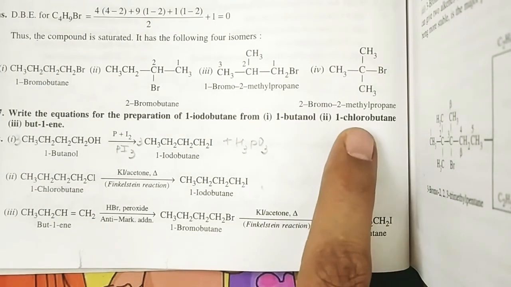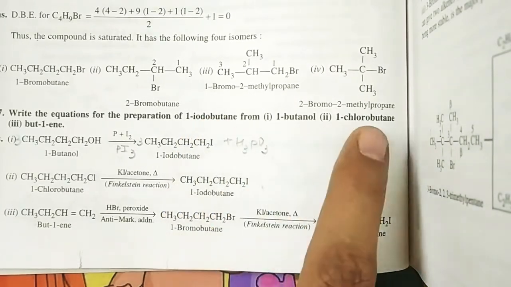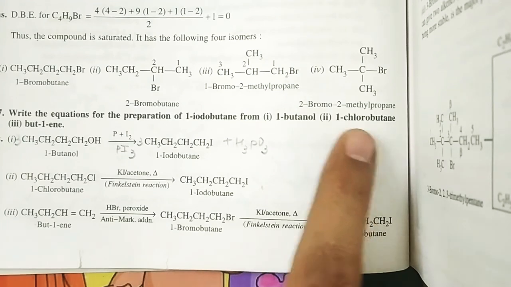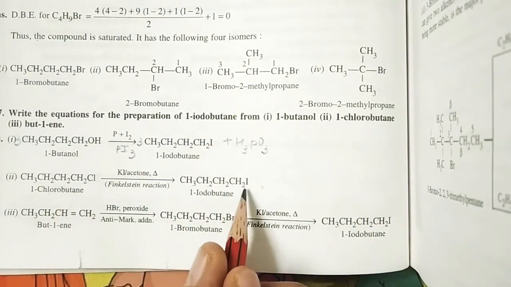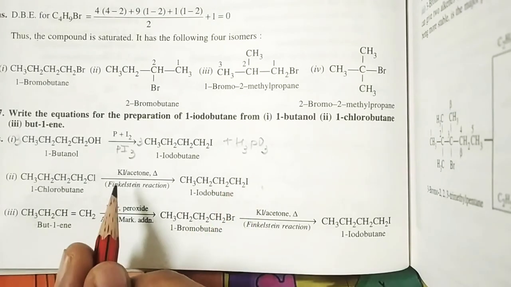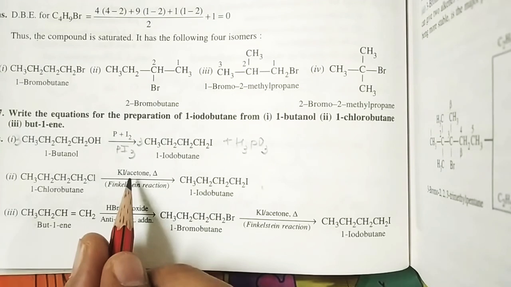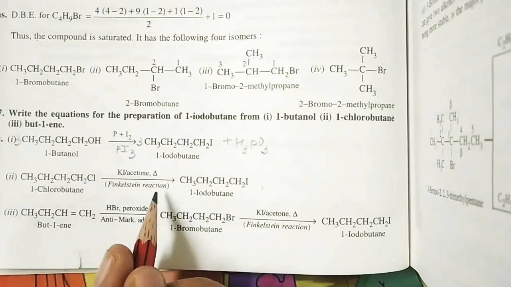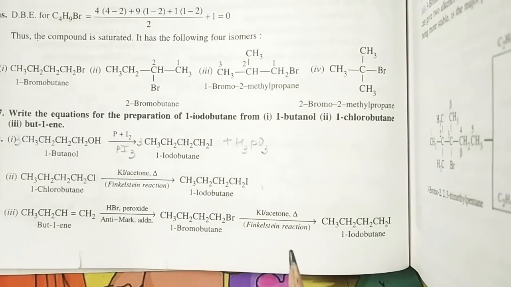Then we have to prepare 1-iodobutane from 1-chlorobutane. So it's a displacement of chlorine with iodine. We know that to form iodide from 1-chlorobutane, we react it with either KI or NaI in acetone, right? It's a Finkelstein reaction. We know that it's an SN2 reaction too. So it's a simple method.